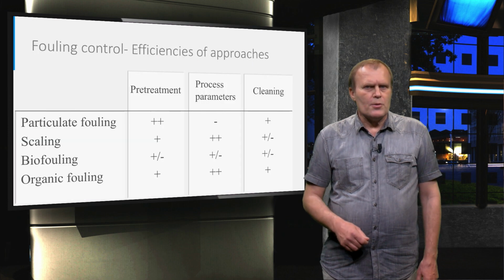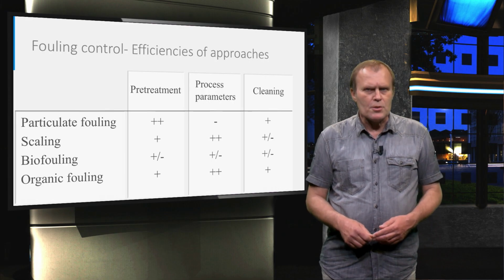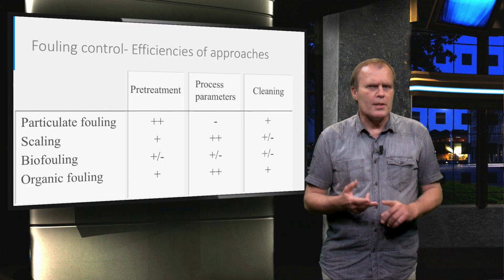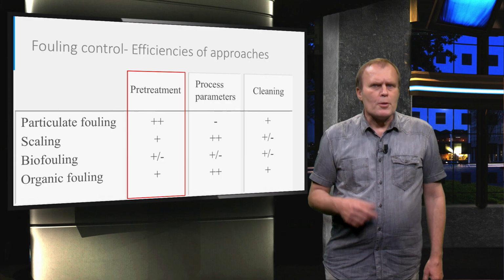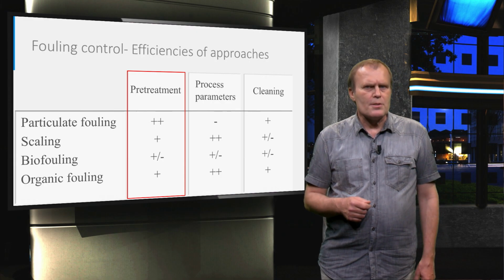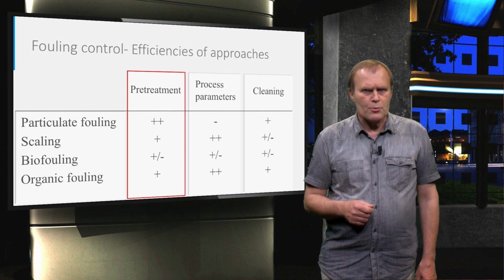In order to tackle different types of fouling, we should evaluate possible actions in pretreatment, in the membrane process and in cleaning. Through pretreatment, there are good opportunities to tackle particulate fouling and scaling. Biofouling and organic fouling are more difficult to prevent with pretreatment. I will discuss now the different fouling types separately in relation to pretreatment.